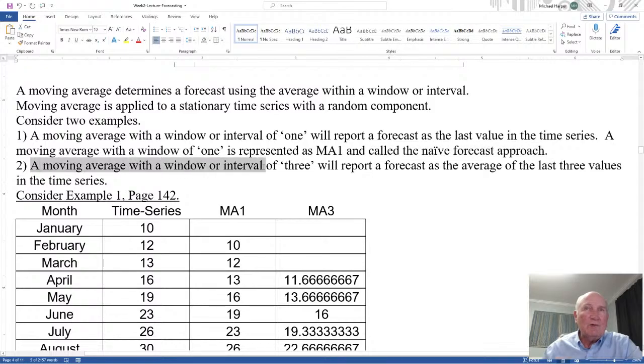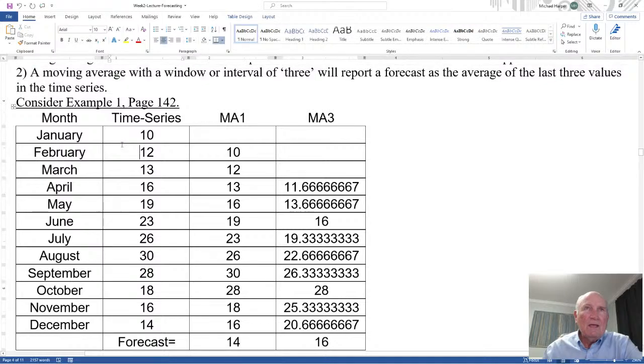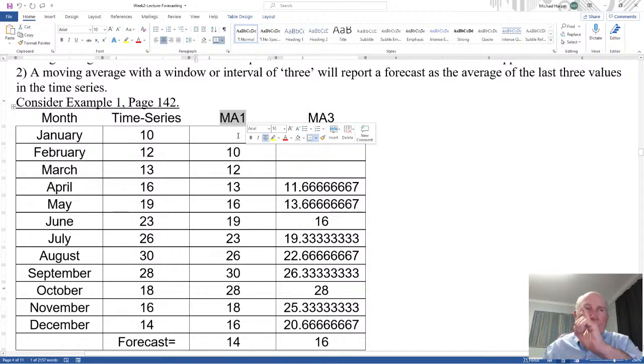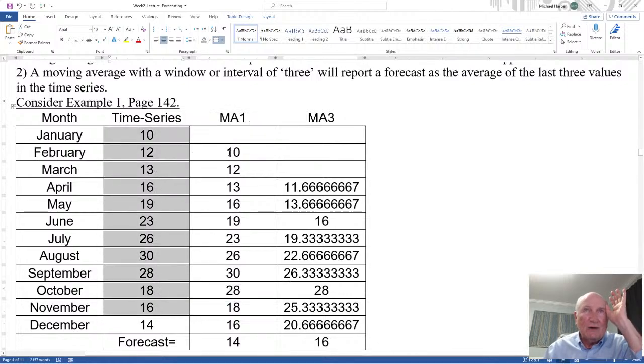Now, a moving average with a window of 3 will report a forecast as the average of the last 3 values in the time series. Let me demonstrate what that means, and this comes right from the textbook. Here's 12 months' worth of data, the actual demand data. In MA1, the naive forecast, for February my forecast is the value in January, 10. You bring the 12 down to here, because I'm looking at only one window, one number. All these numbers down to 16, I just move down one time period.